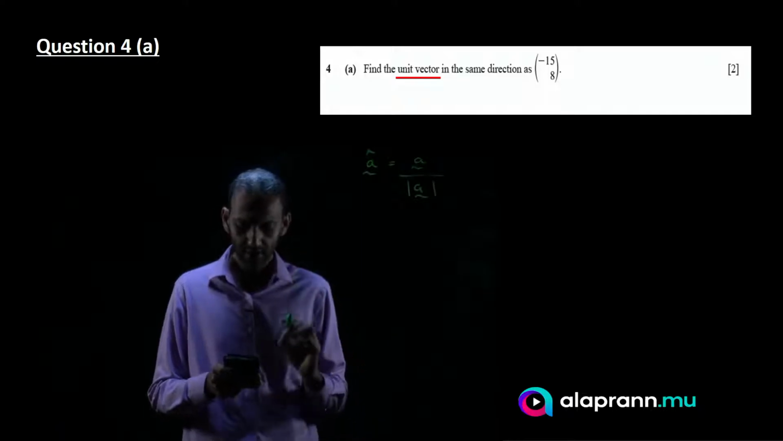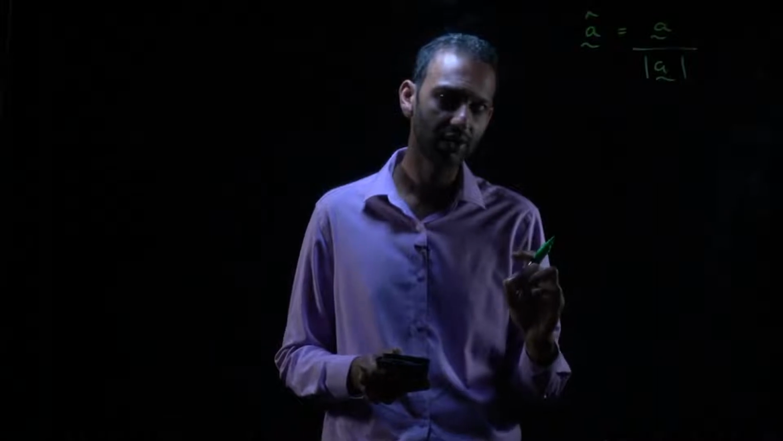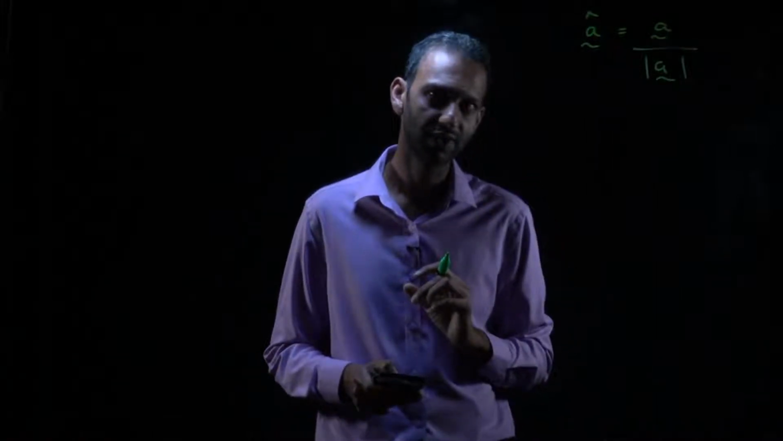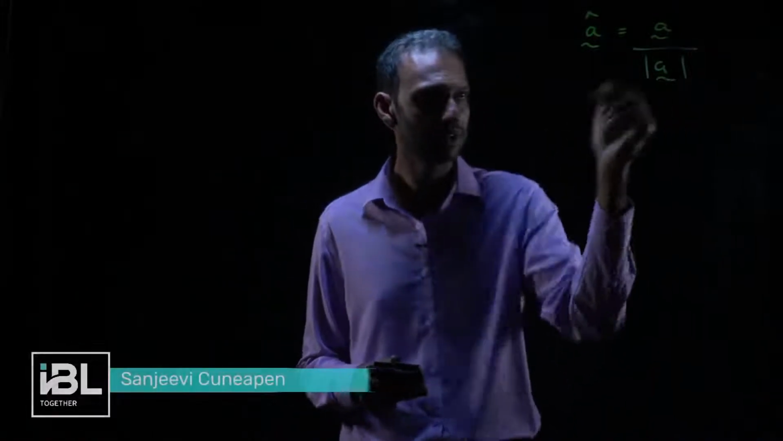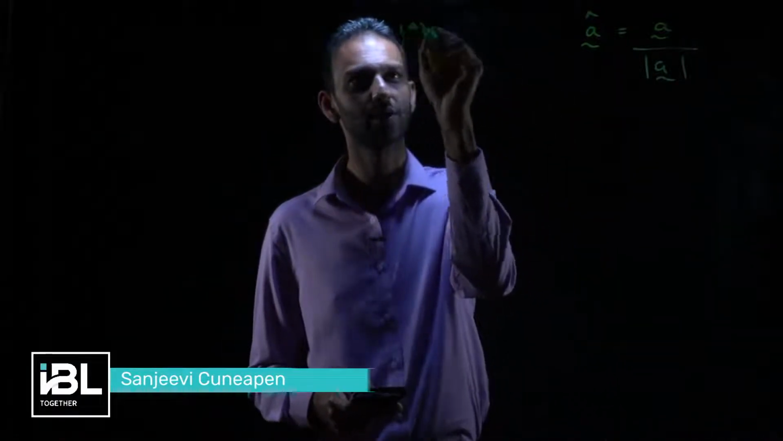We have a vector which is minus 15 and 8. We want to find a unit vector in the same direction as minus 15 and 8. What do we do? The first step is to calculate the magnitude because it's straightforward. So I'll write that's question number 4a.